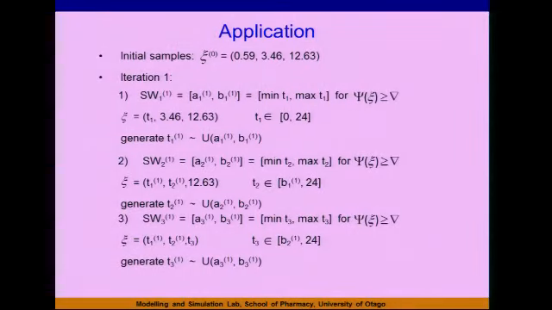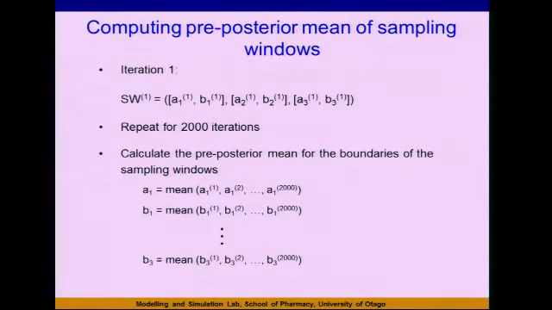And then I can calculate out the third sampling window based on knowing the previous two, and so forth. And it will go through. I'm not going to show you that 2,000 times because my talk would be too long then. But I've pre-prepared this to show you how it would look. So therefore, this is very simply computing the pre-posterior means of the sampling windows, because essentially the lower bound is just the mean of all the A1s, all the 2,000 iterations of A1. The upper bound of the first sampling window is the mean of those ones there, etc.